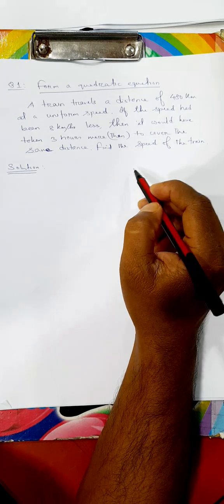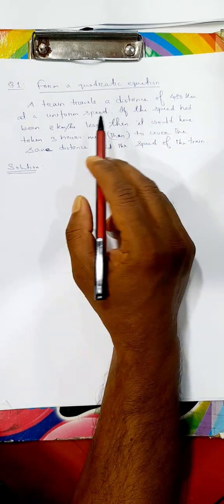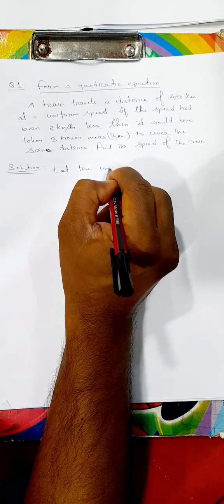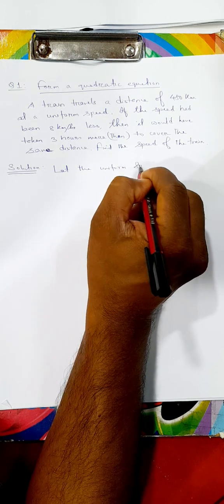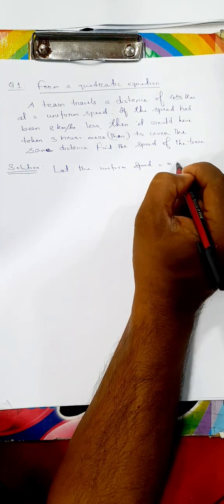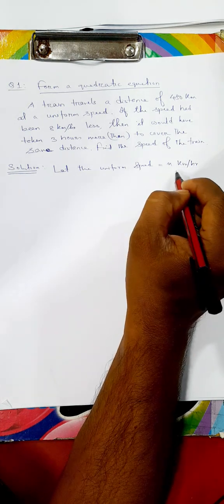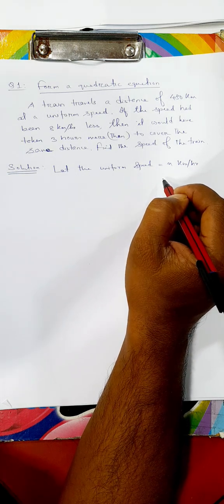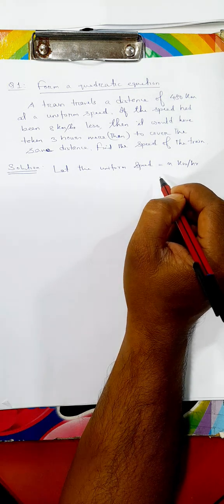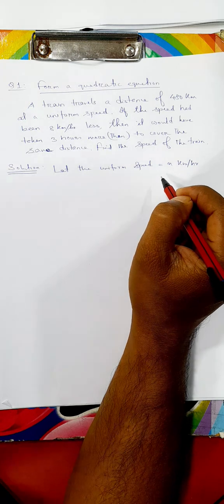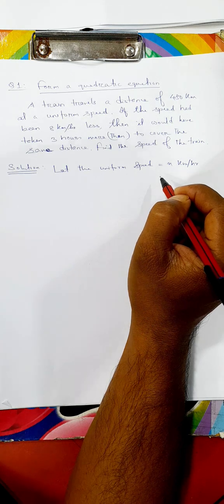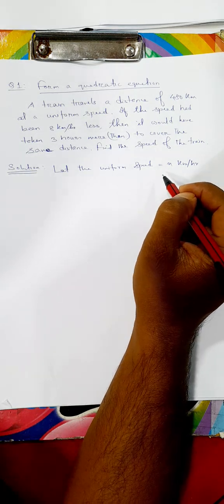Okay, so let us try to form a quadratic equation. First, a train travels a distance of 480 km at a uniform speed. Let the uniform speed equal x kilometers per hour. What is meant by uniform speed? Uniform speed means the train will cover the same distance in every 1 hour. Say for example, in 1 hour it is traveling 60 km. That means in the first hour it will travel 60 km, second hour 60 km, third hour 60 km, and so on. That is called uniform speed.